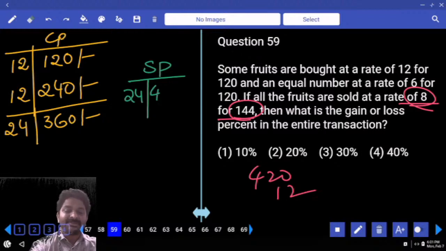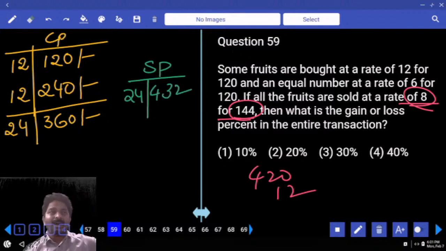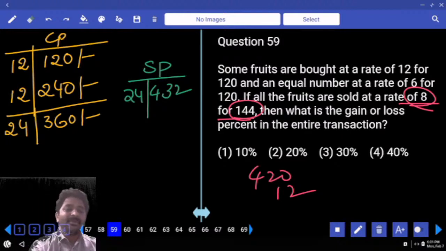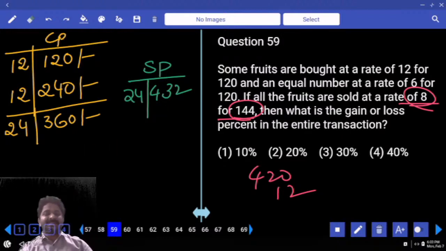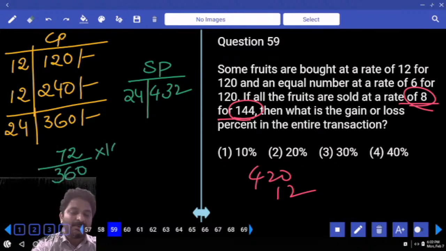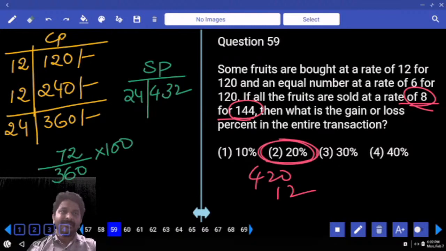So by selling these items, how much is he getting? 432. How many fruits did he purchase? 24. How many fruits did he sell? 24. The number of fruits while purchasing and while selling are both the same. So now you can directly consider these two numbers. His cost price is 360 and selling price is 432. How much profit is made? 72. Out of cost price 360, into 100. What is 10% of the denominator? 36. In the numerator exactly 2 times we have, right? 10% doubled means 20%, answer is the second option.